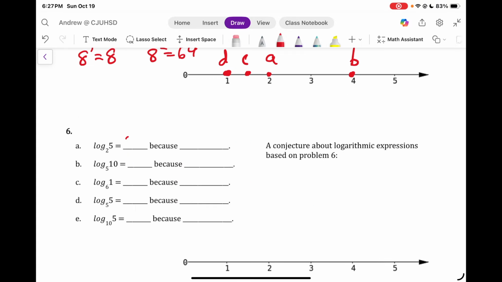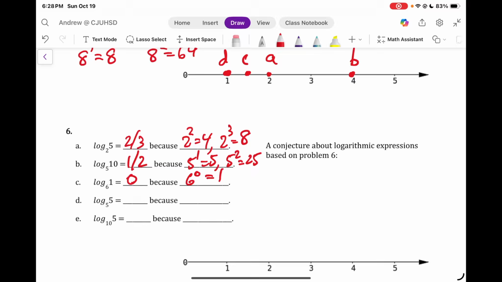It's got to be between 2 and 3. So 2 to the second is 4, and 2 to the third is 8, and 5 is between 4 and 8, so the power must be between 2 and 3. It's got to be between 1 and 2. 5 to the 1 is 5, 5 to the second is 25. Exactly 0? I don't know, because 6 to the 0 is 1.